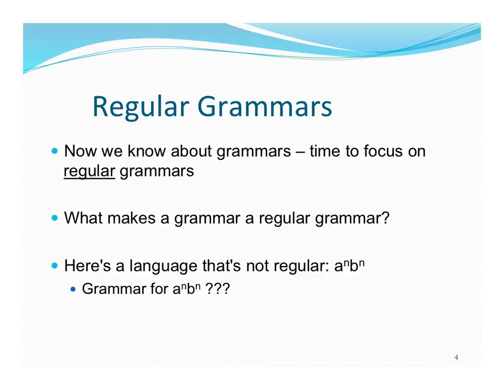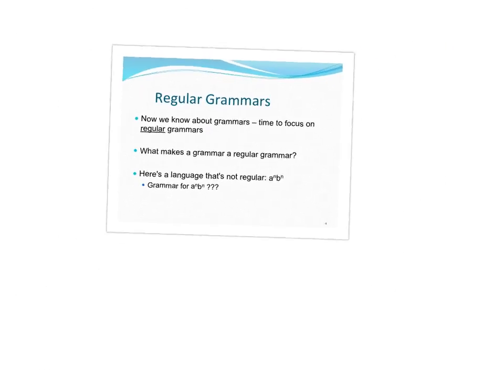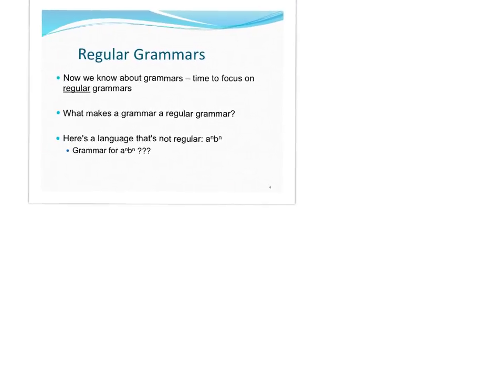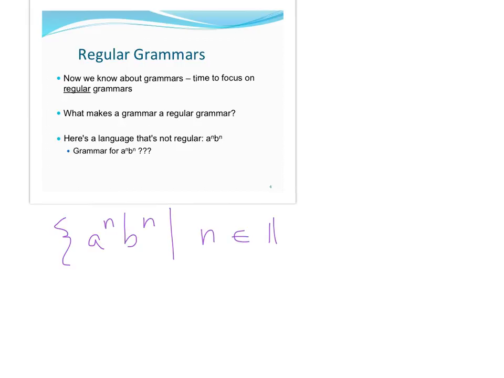Now we can make a grammar for A to the N, B to the N. We've done that before. Let me put this out of the way for a second. A grammar for A to the N, B to the N, the same number of A's as B's. When I wrote A to the N, B to the N, that's kind of a shortcut. I really mean the language A to the N, B to the N, such that N is an element of the natural numbers. And my grammar for A to the N, B to the N is going to be one of these bubbly ones, right?